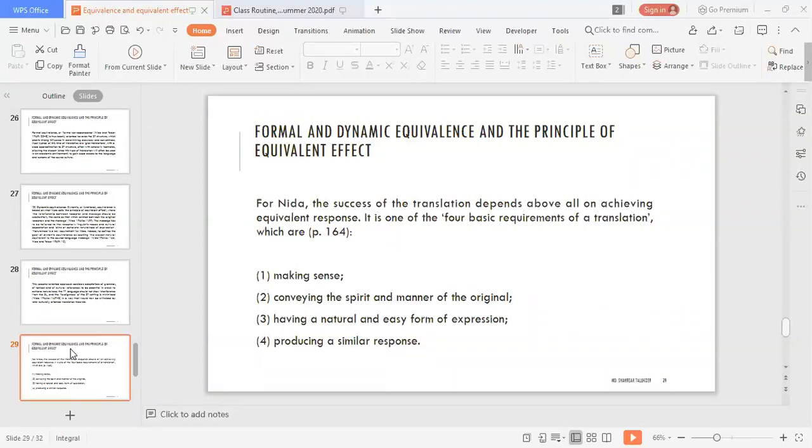That is very much important. Invest your capacity or your technique, or you can say your efficiency as a translator. I mean, it's very much important that you know about this factor. Now, here you see the four basic requirements of a translation.